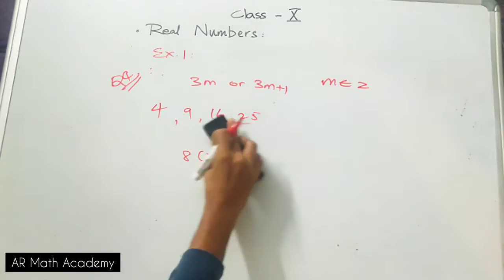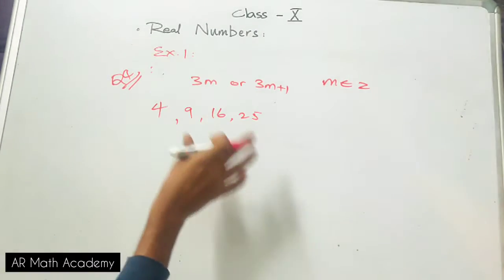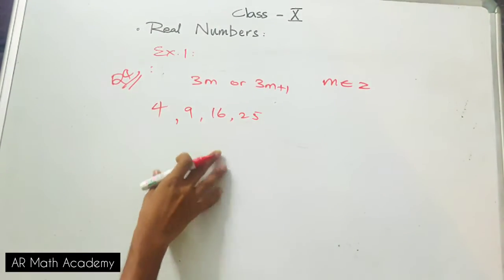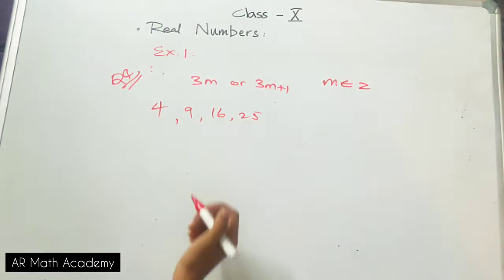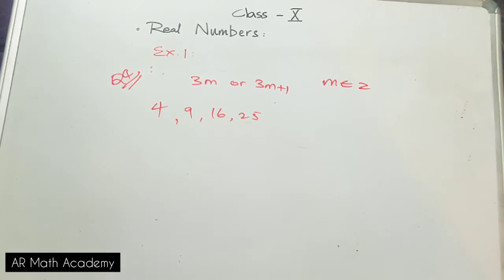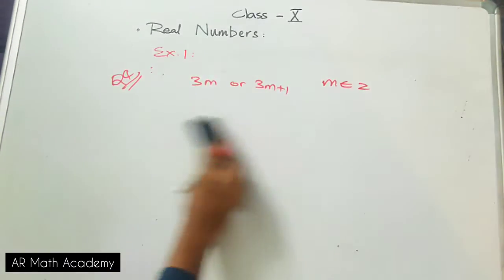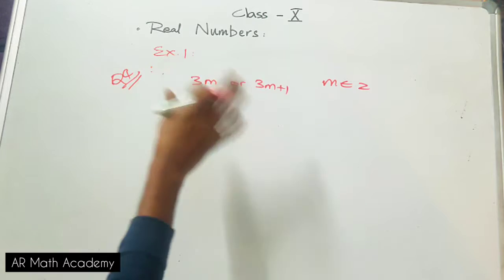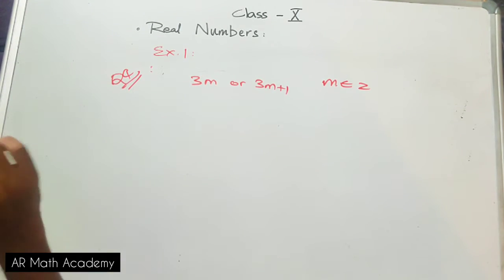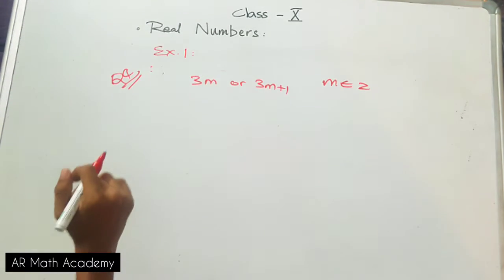So you can see over here that you can represent the square of any integer using these two forms, where m belongs to the integers. Now we have to prove that these represent the square of any integer. How do we prove that? We can prove that using Euclid's division lemma.